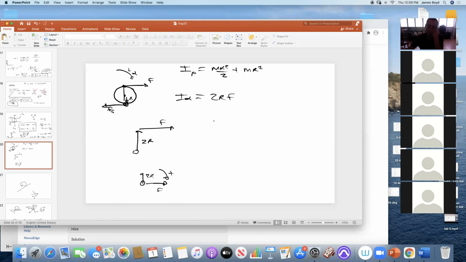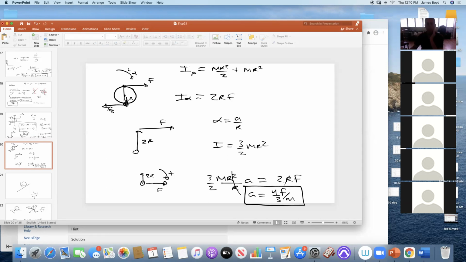And now we can change alpha. Alpha is A over R, and I is, from up here, 3/2 mr squared. So we get 3/2 mr squared divided by R times A is equal to 2RF. If I move the R over, these R's cancel away, and I get that A is equal to 4/3 F divided by M. So now I have A, 4/3 F over M.